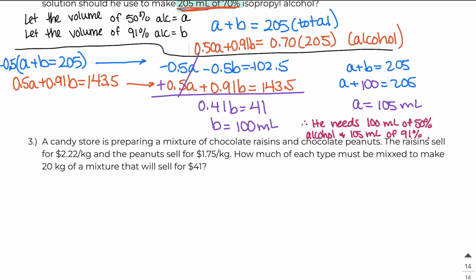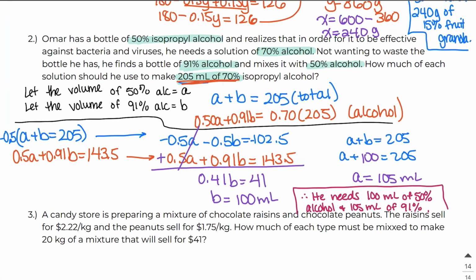And this answer should make sense to you because right here, 70% alcohol is pretty much the average of 91% and 50%. So we should have a pretty even split, but we need a little bit more of the 91% alcohol for the 205 milliliters to make that 70% alcohol. And if you notice right here, it's almost an even split, 100 versus 105.